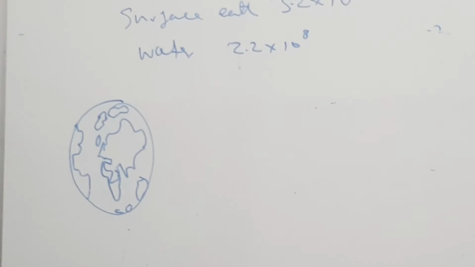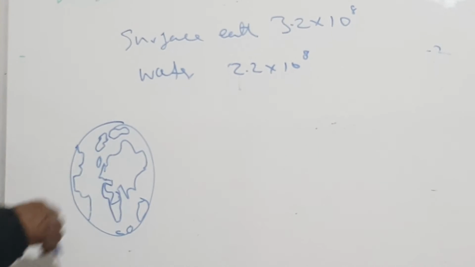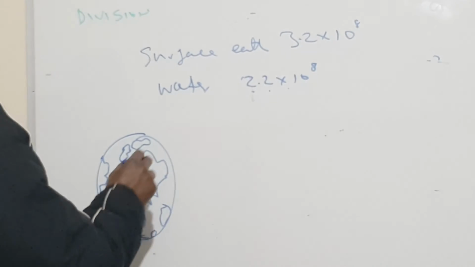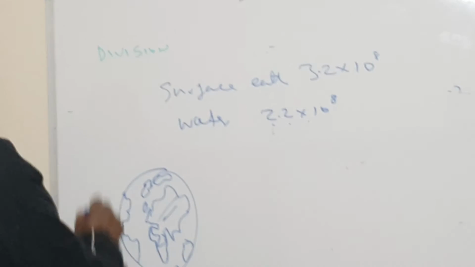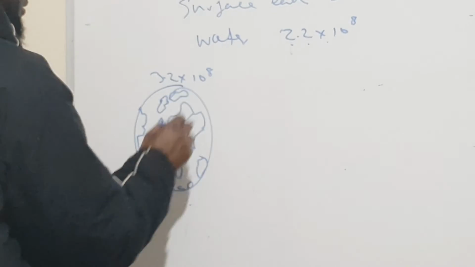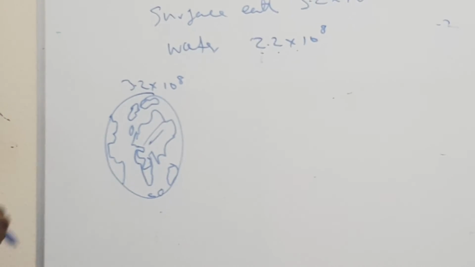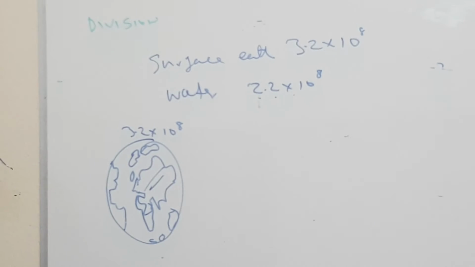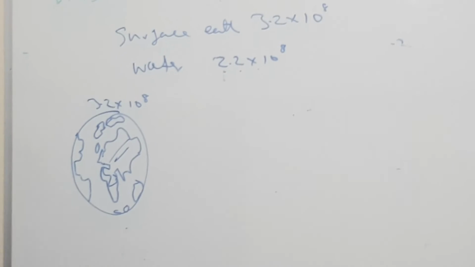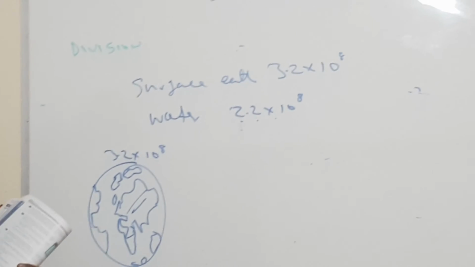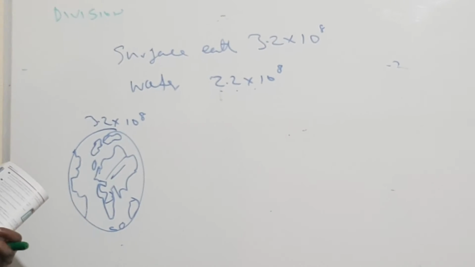Okay? So, if the area covered by land is 3.2 times 10 to the power 8, and water covers 2.2 times 10 to the power 8, what is land? If the whole earth is 3.2 times 10 to the power 8. Okay? So, what is water? Water is 2.2 times 10 to the power 8. So what is covered by land? You have to subtract. How can you subtract? Or divide. Have you done subtract? We have never done any subtract here.